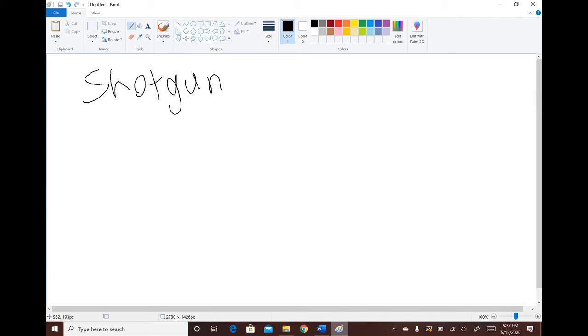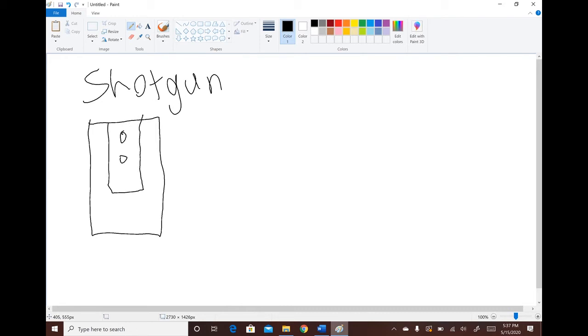So in a shotgun bullet, this is how it looks. It's usually a very rectangular bullet. Then there is a container, and inside this container there are pellets. And like I always said, there is gunpowder behind the pellets, and behind that there is a primer where the firing pin strikes, causing a reaction to push everything forward.